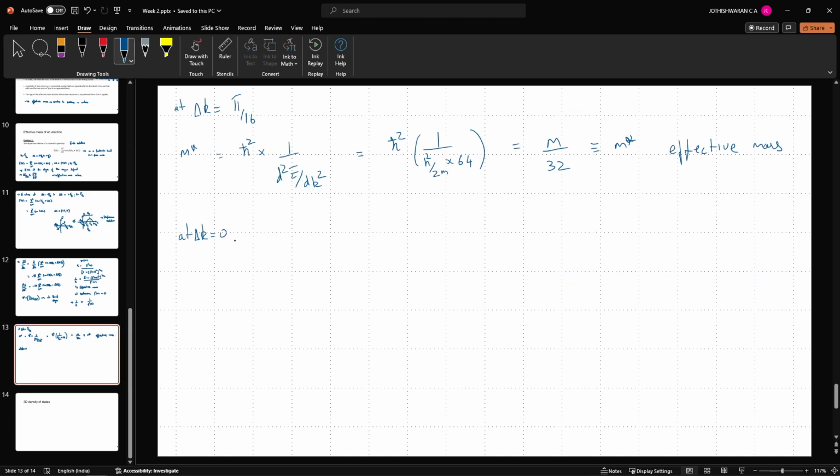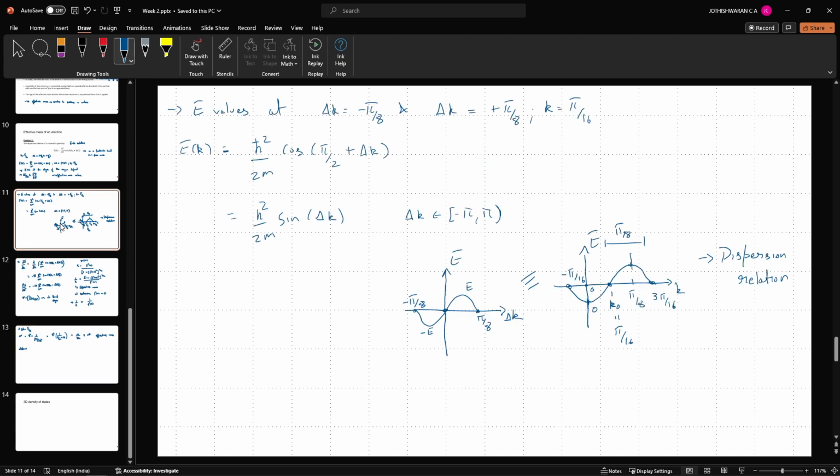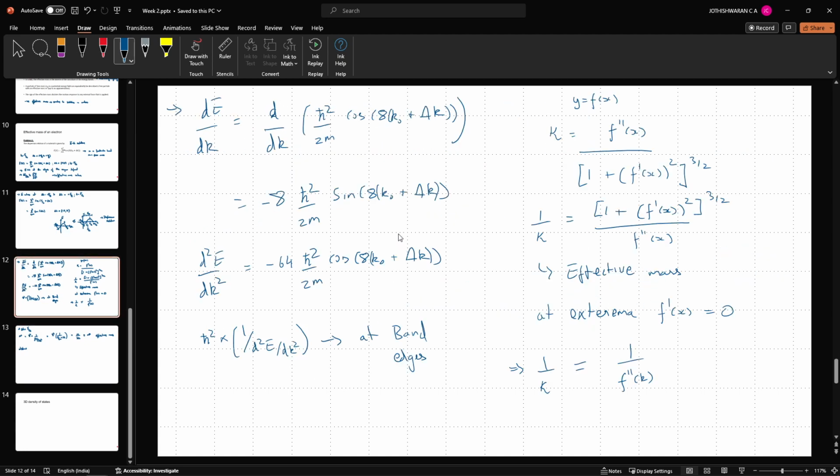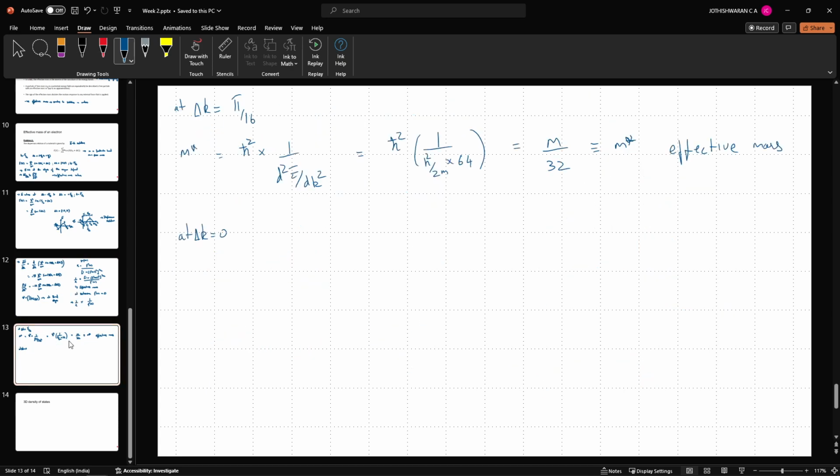So the minima point occurs at delta k equal to 0. Over there, the whole thing follows with only one change. Instead of +1, we will have -1. Previously, we would have had -1 because there was a -64 here, and in this case we will have +1. So this is minus into this. So this is minus m/32.